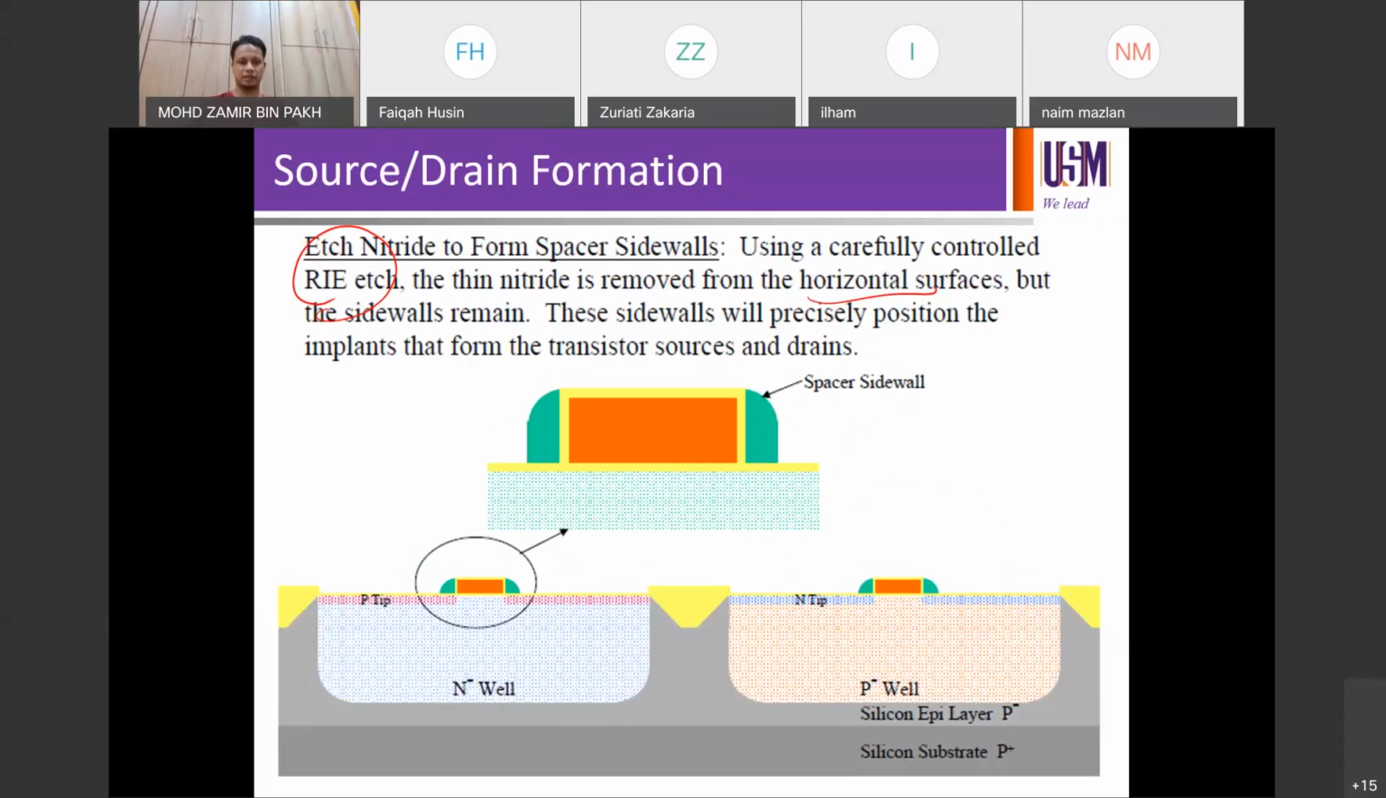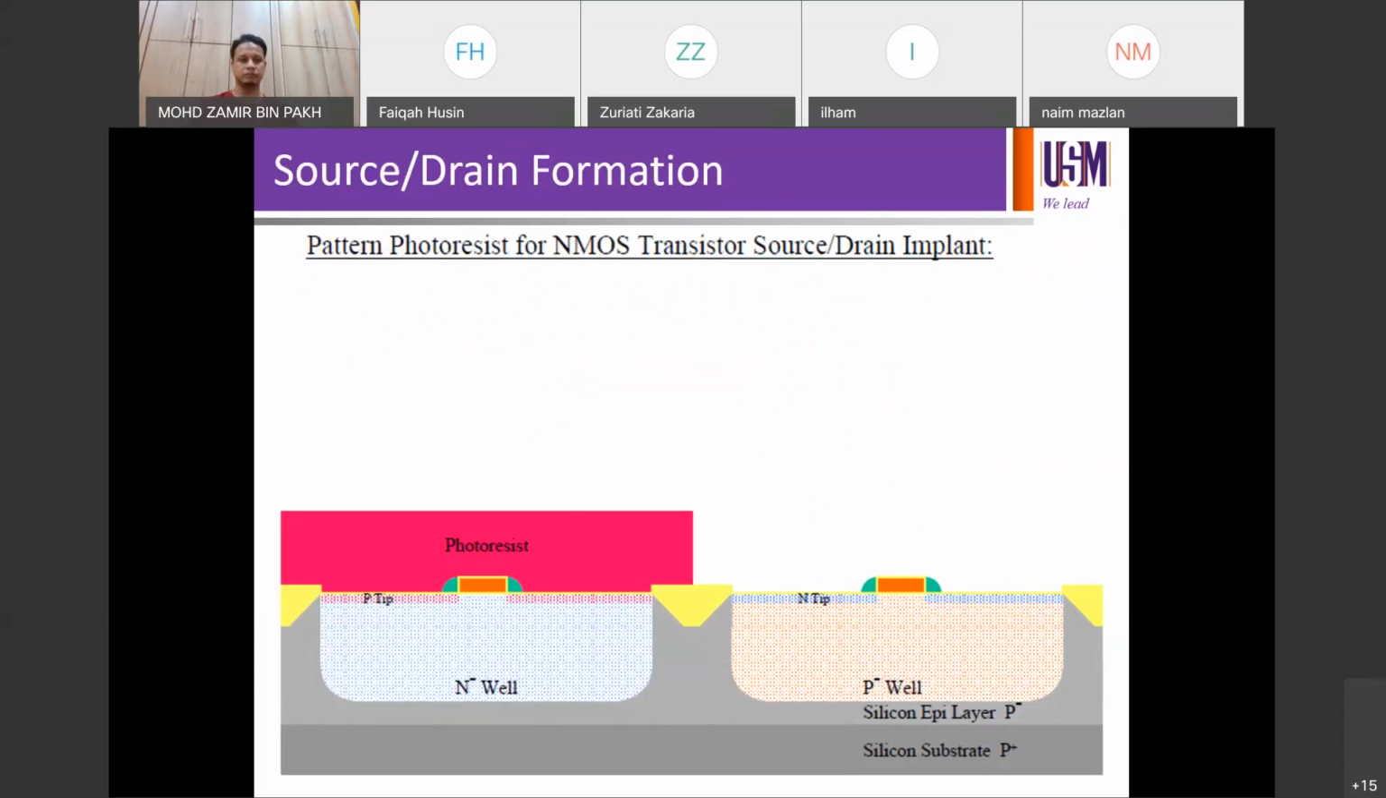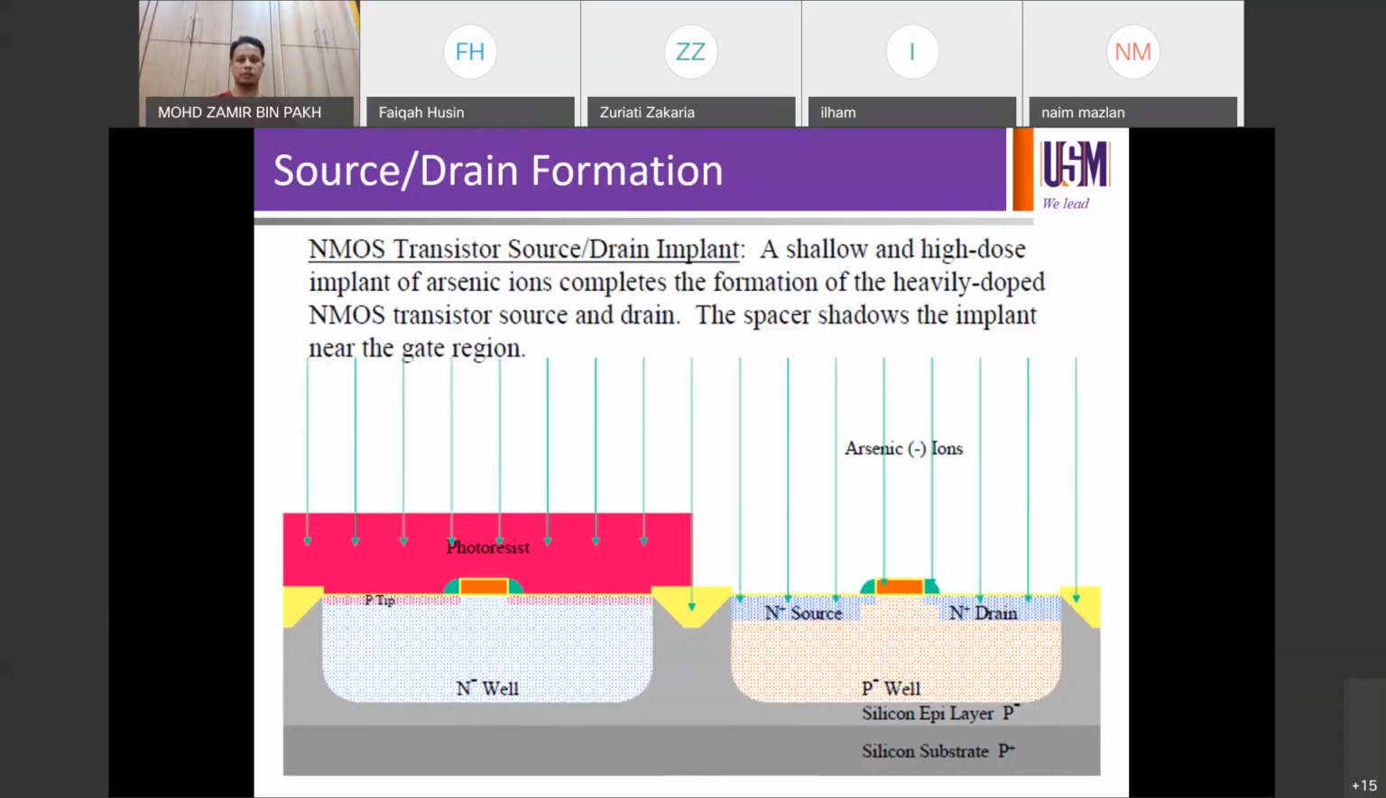So see what's next. You now have nitride on the oxide beside the polysilicon. So we pattern again using the lithography process. Then you go for a high dose, shallow but high dose. Tadi kita pakai low dose kan? Sekarang kita pakai high dose. Then you're going to form a tip like this. Tadi kita dapat macam ni ya. Right, sekarang kita dapat macam tu.